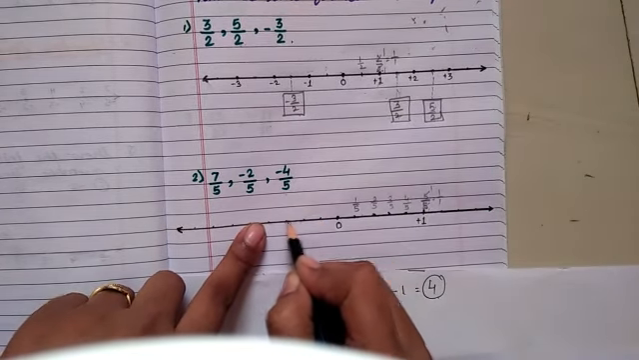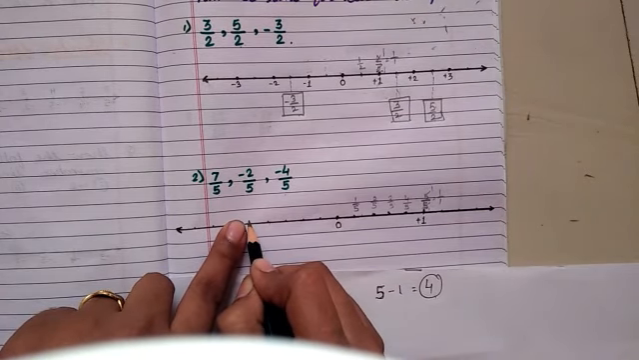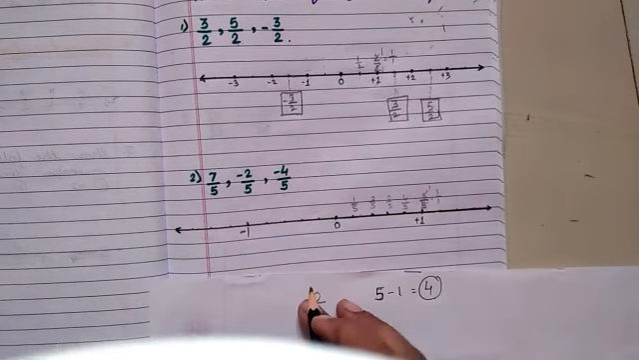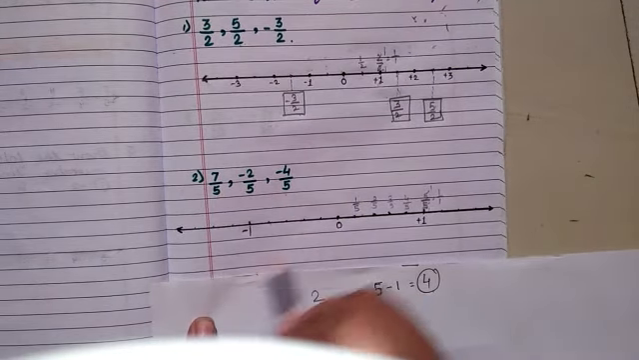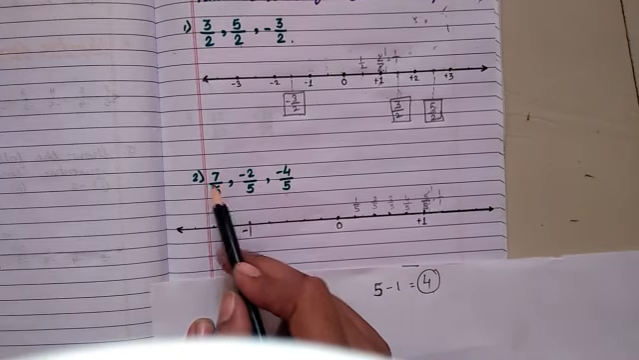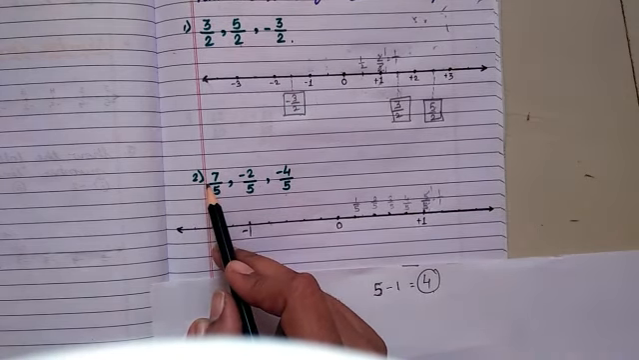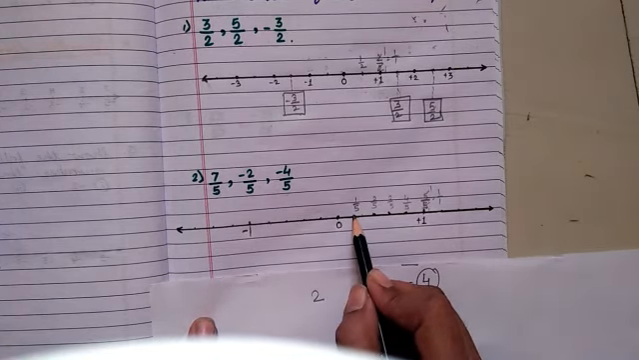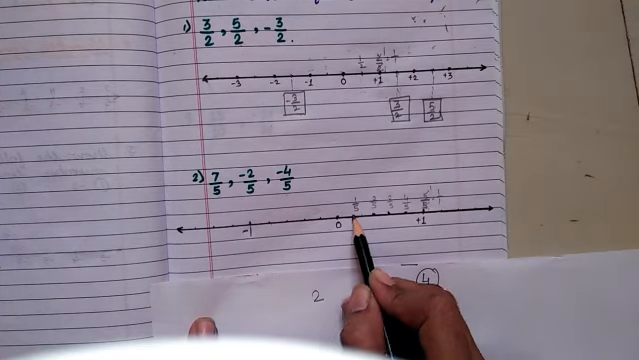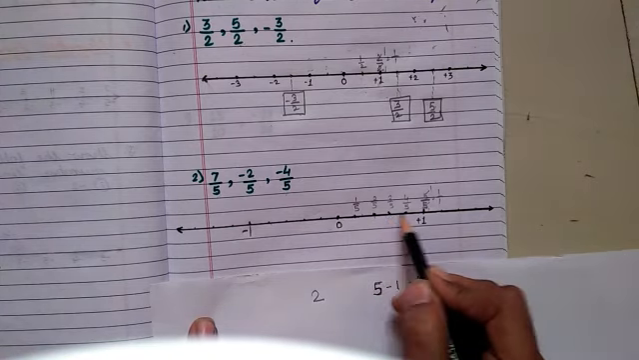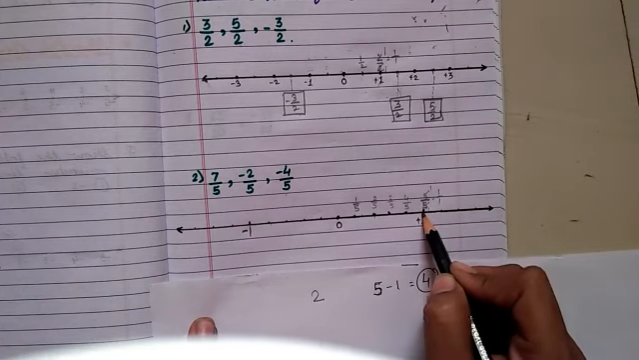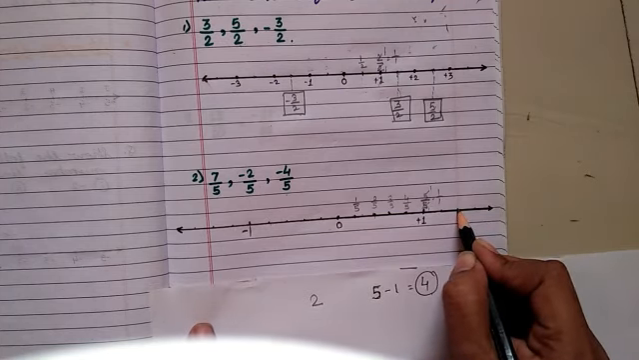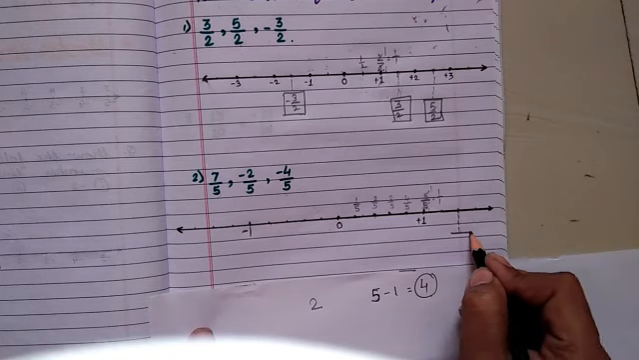After the 4 dots, 1, 2, 3, 4, this fifth dot will be considered as negative 1. Now students, see which numbers we have to indicate on the number line. 7 upon 5 has no symbol, it means it is positive. So for positive 7 upon 5, we will start counting again: positive 1 upon 5, 2 upon 5, 3 upon 5, 4 upon 5, 5 upon 5, 6 upon 5, and this one will be 7 upon 5. So we will indicate it properly.